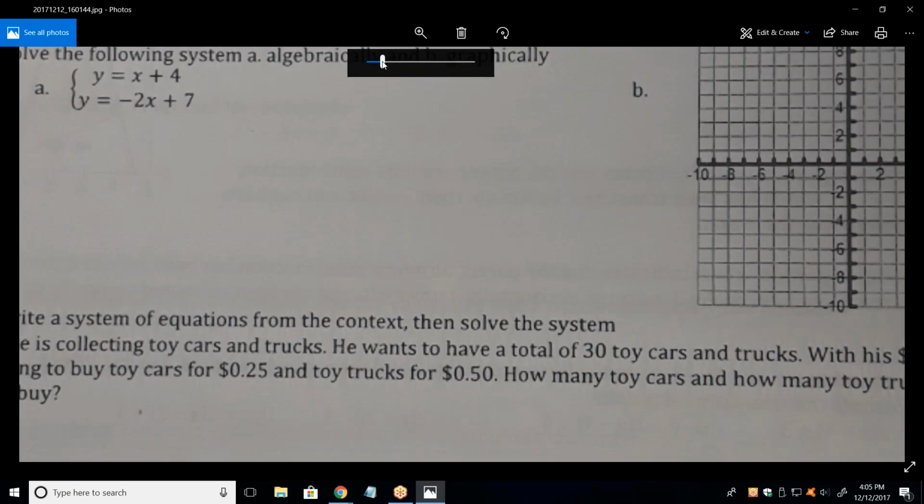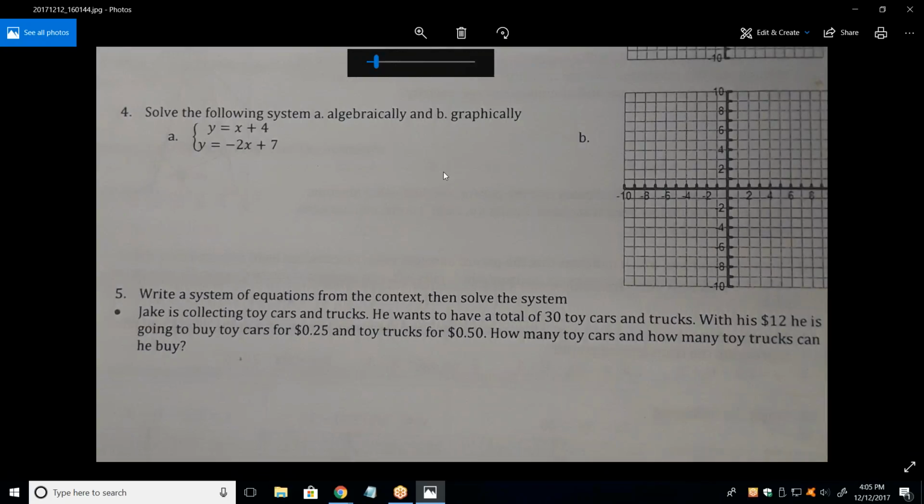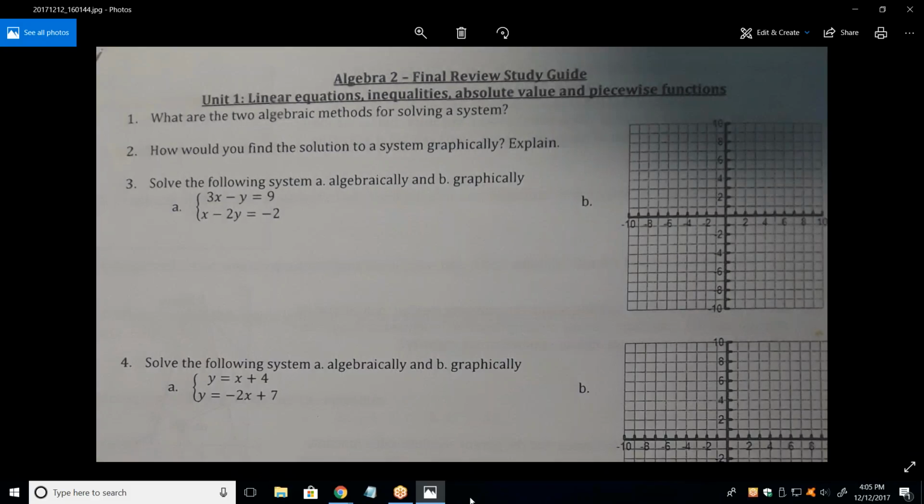Right, let's see what we're looking at here. Okay.